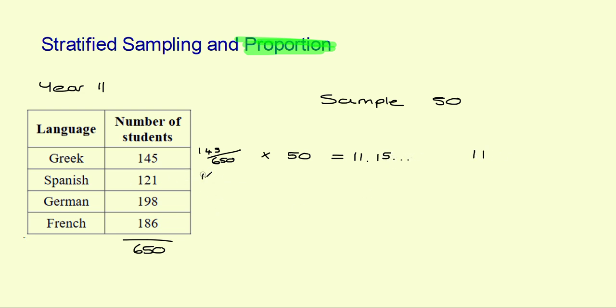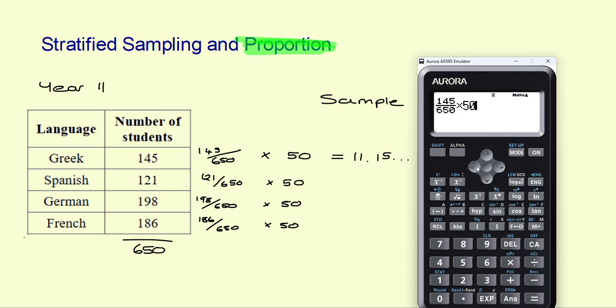And we do the same for Spanish, this time 121 out of 650 multiplied by 50. German, there's 198 of them out of the 650, multiplied by 50, and finally French, 186 out of the 650. Multiply that by 50 to get your answer. So just go through working those out.